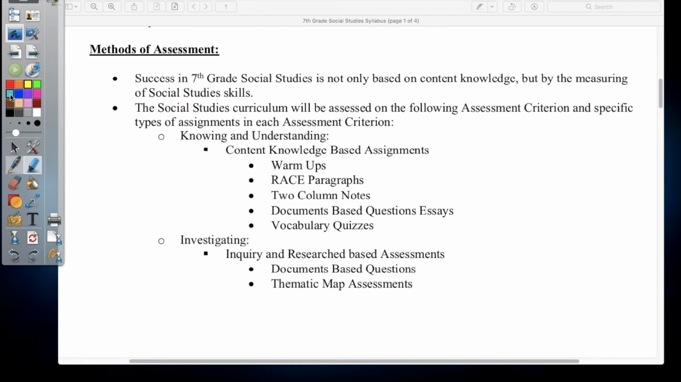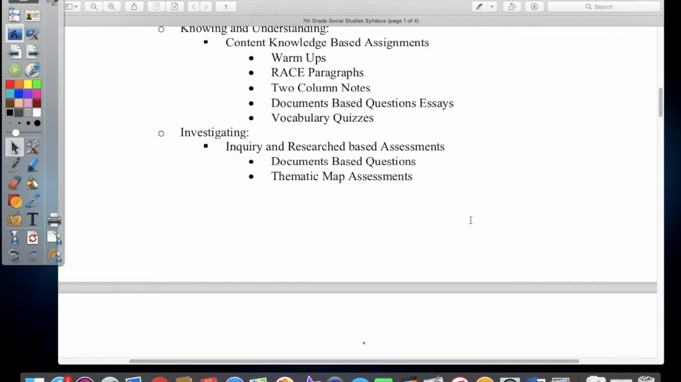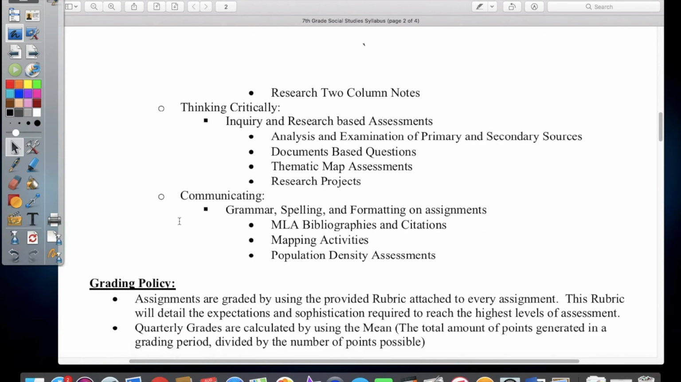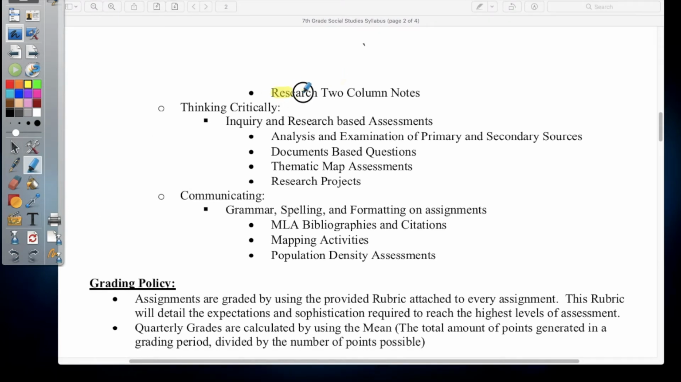The first of these skills is investigating. For investigating, we're talking about assignments like inquiry as well as research-based assessments, right? Things like documents-based questions, where you'll be analyzing primary and secondary sources. Thematic map assessments: can you find information using maps, graphs, and charts to be successful? Things like research two-column notes when you conduct research for research projects. These are the kinds of assignments you can find in your investigating scores, all right?